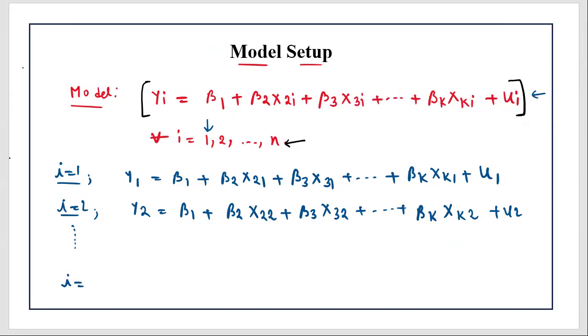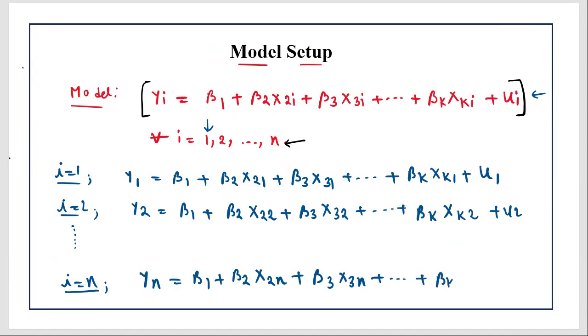The final observation will be when i equals n. So it will be yn equals beta 1 plus beta 2 x2n, instead of i write n, plus beta 3 x3n plus beta k xkn plus un, right? So what I have done is that using the n number of observations that is there in your model, I have formed n number of equations.